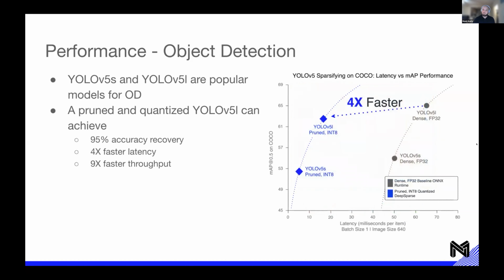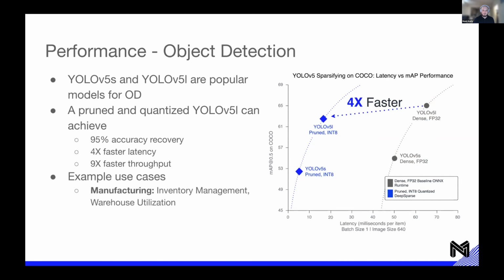So what that looks like is YOLO v5l here going 4x faster, and YOLO v5s going, I think that one's actually 4.5x faster. But essentially what this means is that you can actually shift what used to be the Pareto frontier where we saw accuracy versus latency here. We actually shift that entire Pareto frontier by using sparsification. So you get a more accurate model at the same performance or a much more performant model at the same accuracy.